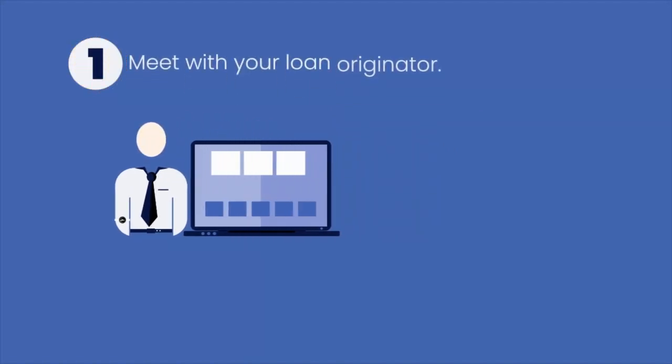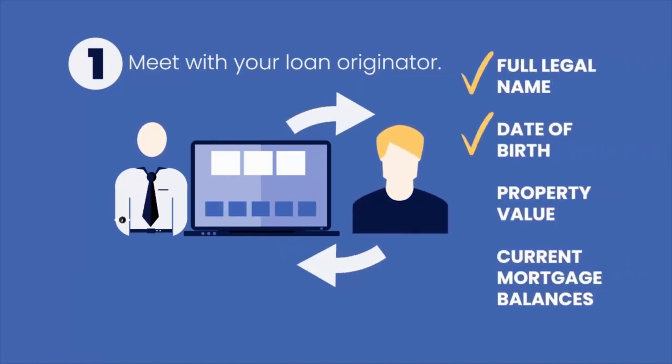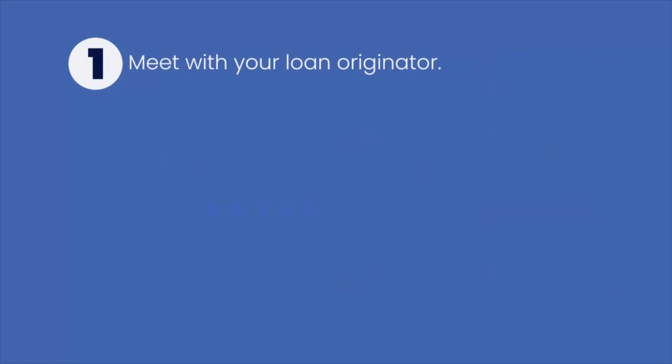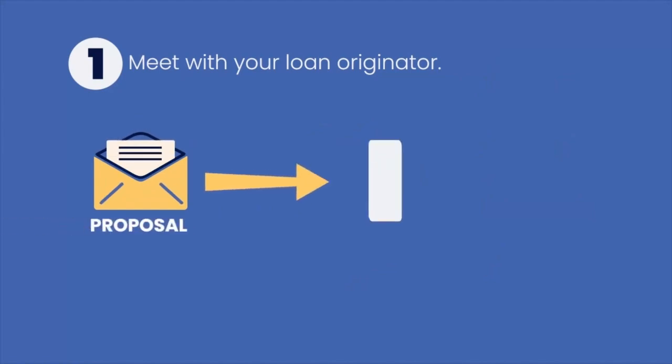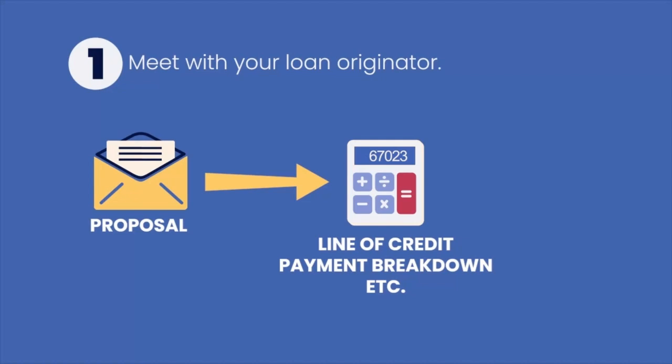Your journey begins with an initial meeting with your loan originator. This crucial step is all about education. You'll discuss key details like your full legal name, date of birth, property value, and any current mortgage balances. Shortly after this conversation, you'll receive a detailed proposal outlining potential credit lines and payment plans tailored to your situation.